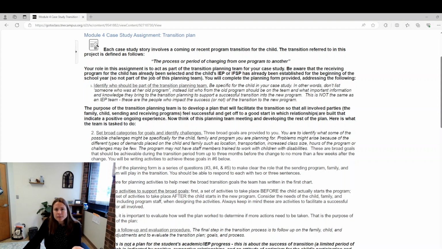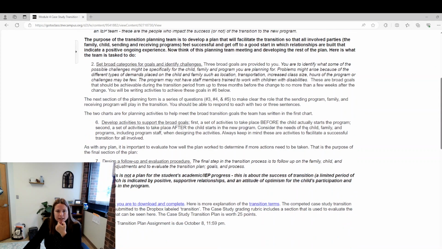So now think of the planning team meeting and develop the rest of the plan. So here's what you're asked to do. You're going to set goals and identify challenges within that family. So we're going to come up with 3 broad goals, okay? You're going to identify what some of the possible challenges might be for the child, the family, and the program you're planning for. So this is a receiving program.